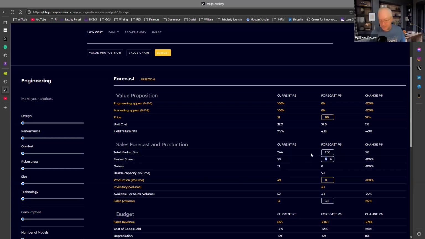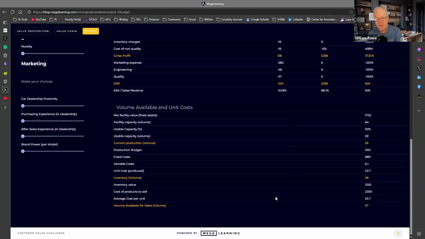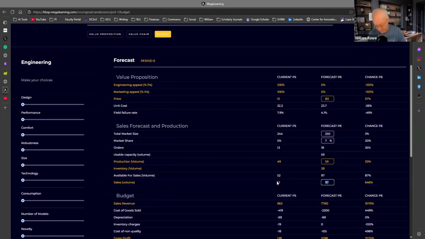Okay. And then what percentage? I got 5%. Let's say I think I can get 7% this time. So that shows me a 3% increase in the market, 30% increase in my market share. Production volume, generally, if you can produce 59 cars, if your usable capacity is 59, you want to budget for 59. And then sales volume. If I have 97 cars to sell, I want to try and sell all 97. Everything else calculates from the other decisions you've made. Okay, I'm going to reset these.